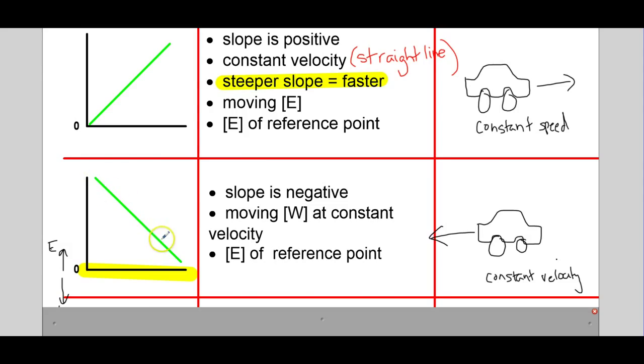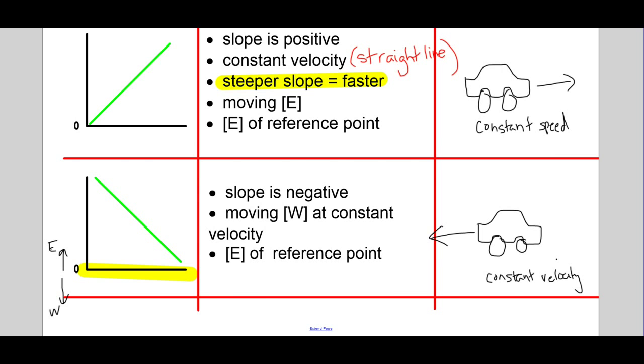It's still a straight line, so it still has constant velocity, but as time passes, we're getting closer and closer to the reference point. And because we started east of it, it must mean we're moving in the west direction. Okay, so fairly steep line, a car moving in the west direction. And I think that might be it for this page.